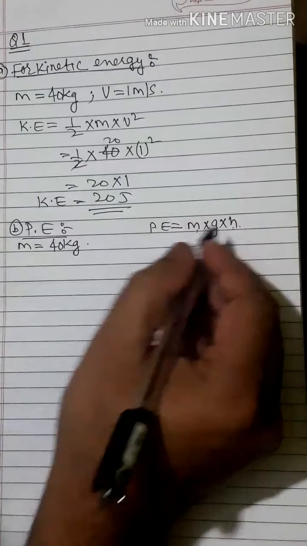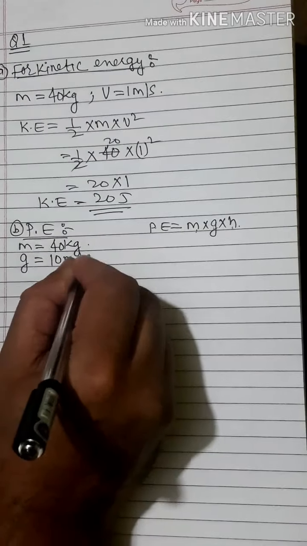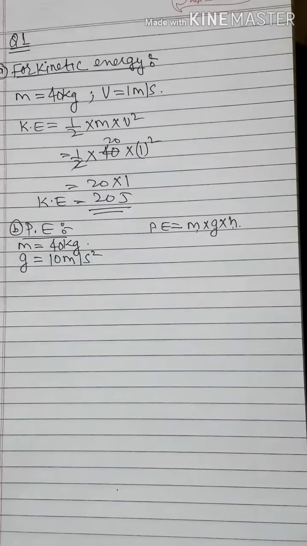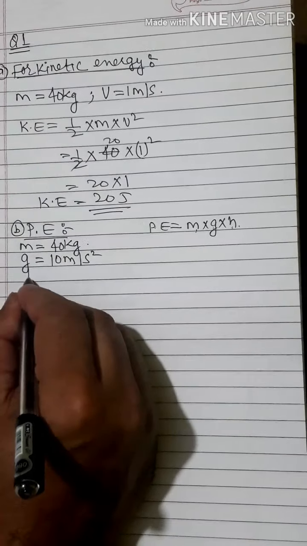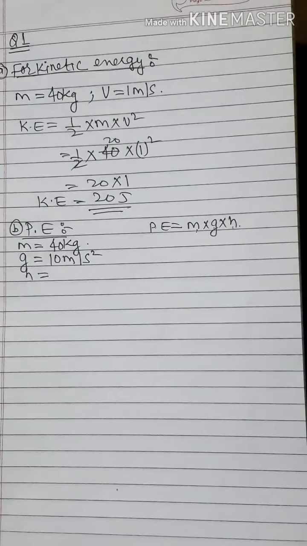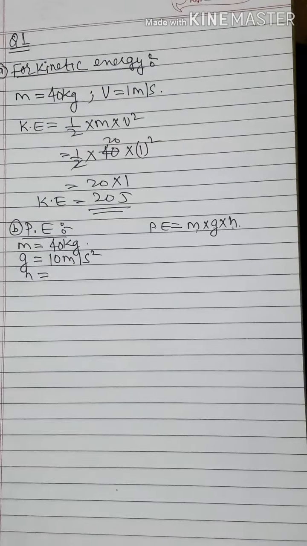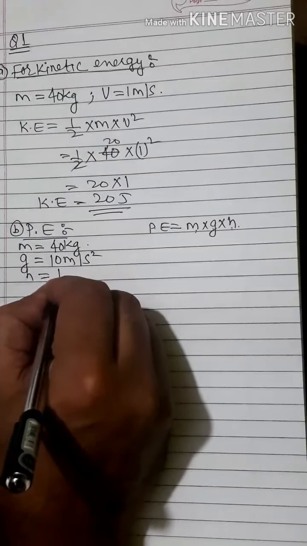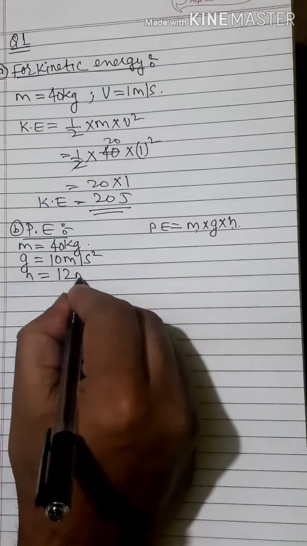So that means we need to find g. So what is g? Usually g is taken as 10 meter per second square. G is the acceleration due to gravity, or sometimes we take it as 9.8 also. Here let us take it as 10 meter per second square, and h. Now in the question it says if each floor is 12 meter above the one below, so what will be the height? The height of the first floor is 12 meter from the ground.